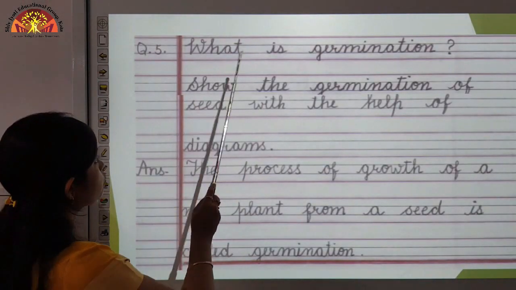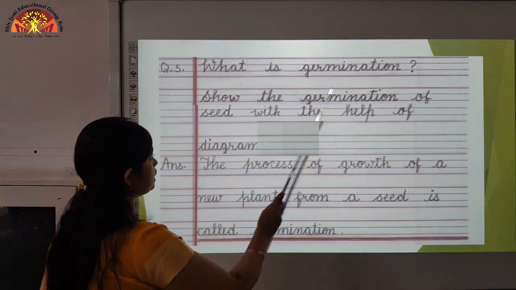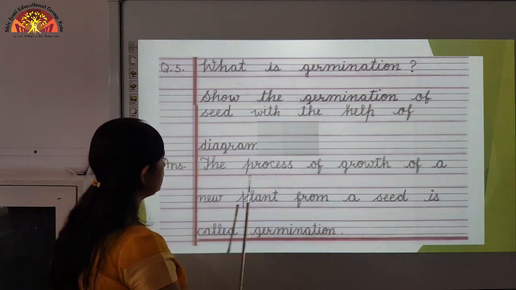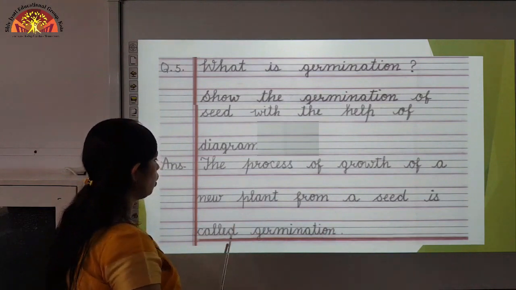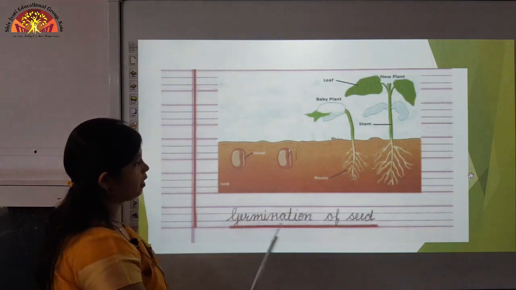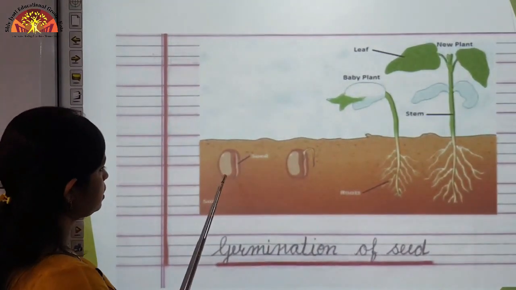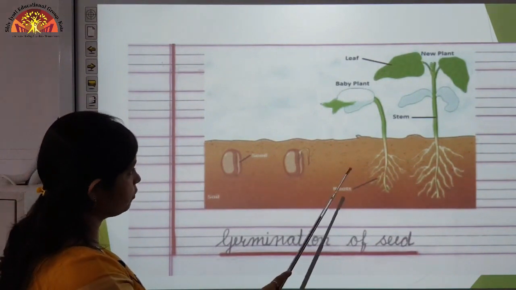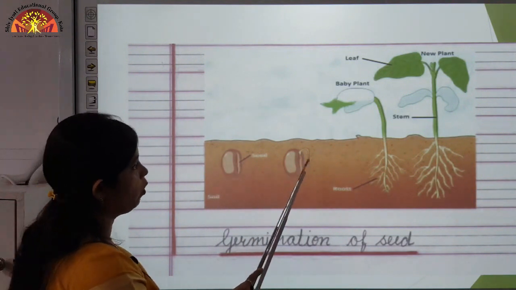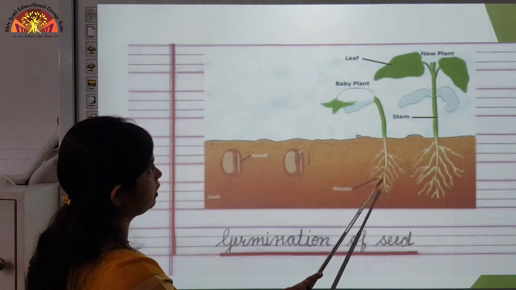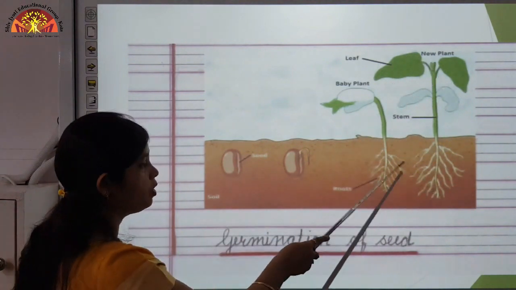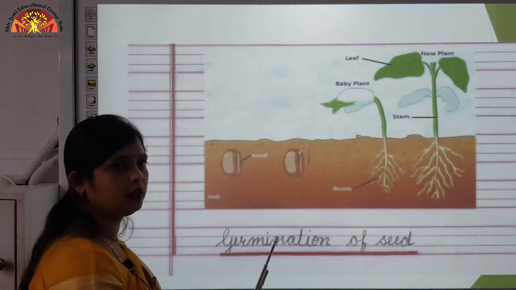Now next question is, what is germination? Show the germination of seed with the help of a diagram. So the answer is, the process of growth of a new plant from a seed is called germination. Now let's see the diagram of this process. Now have a look at the diagram. I have explained it to you earlier also. Now see, this is soil. Plants grow inside from the soil. So seed is buried inside the soil. Seed contains a baby plant. Now after some time root starts developing in it and stem also starts developing in it and a new plant is formed. So this complete process is the germination of seed.